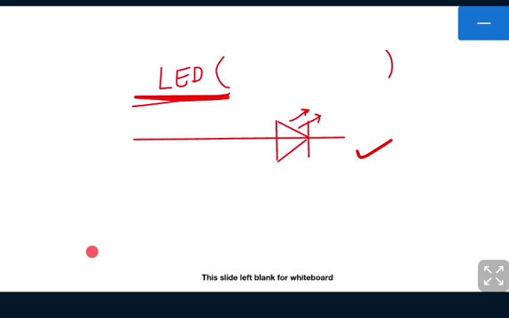LEDs produce light when a current flows through them in the forward direction.